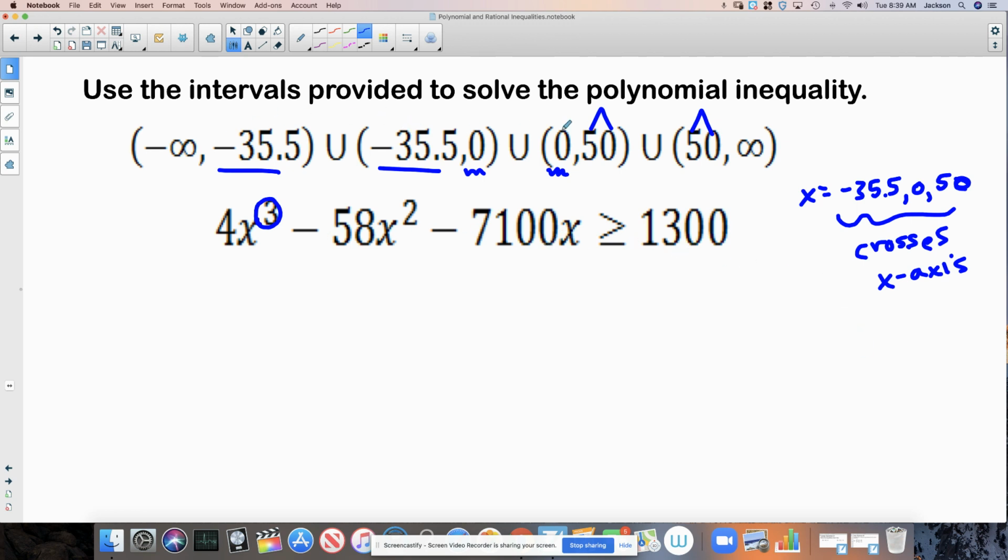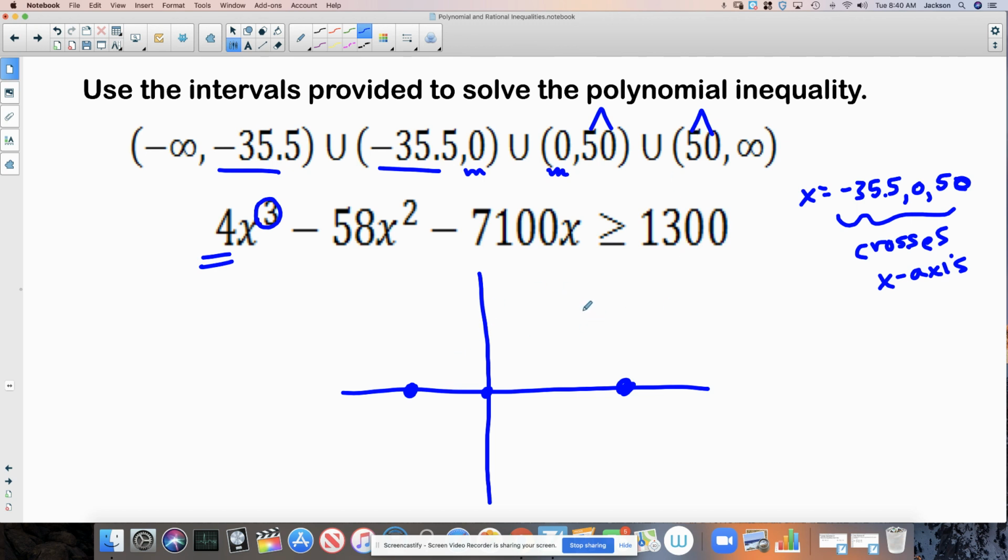So when it comes to these intervals, let's talk about leading coefficient. I'm not even going to go to Desmos here, but we should be able to figure this out on our own. I don't know exactly what this graph looks like, but I know at negative 35 and a half, 0 and 50, this graph crosses these points. I know it crosses, again, because there's only 3 zeros, and here's all 3 of them.